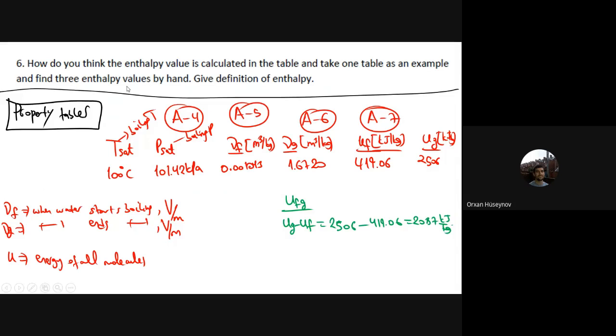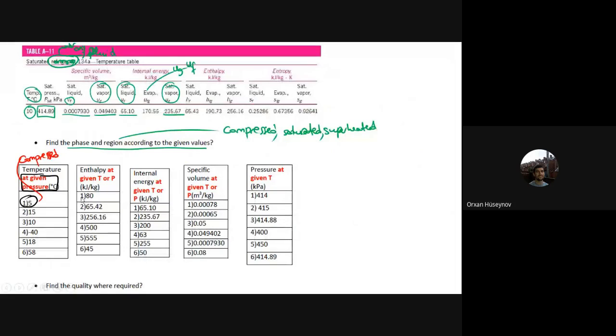Then we said there are different tables, A4, A5, A6, and A7. In one part you have the saturation temperature, then the saturation pressure, then the specific volumes, and then the internal energy and the differences, which is shown as UFG. Okay? We said that F means when the water starts boiling, and G means when it ends boiling, and U is the energy of all the intermolecular energies of the molecules.